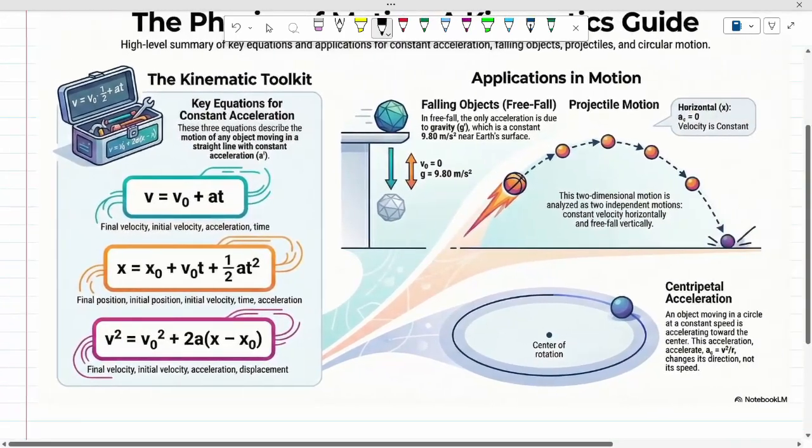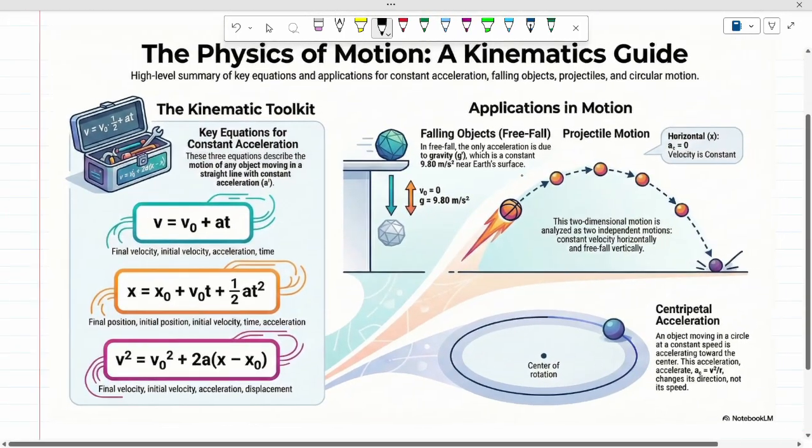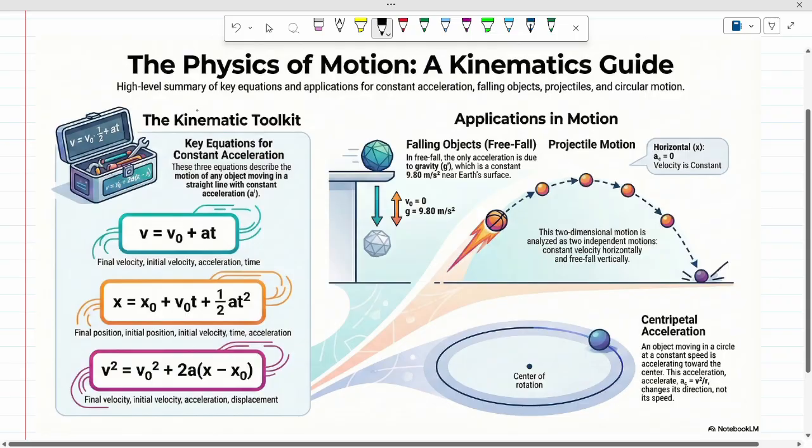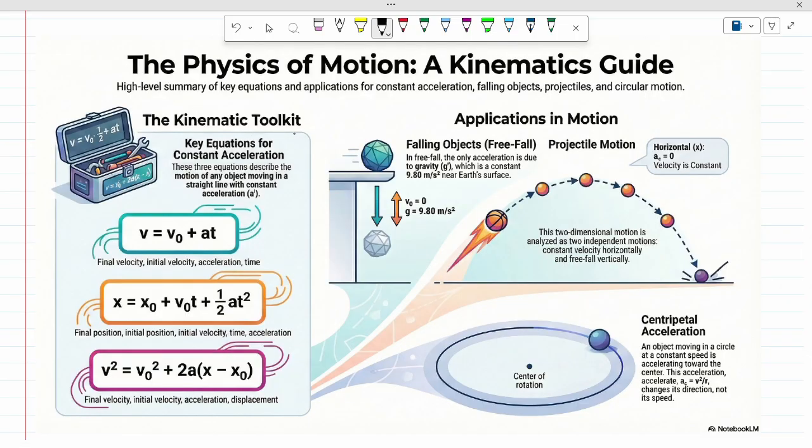So that's the kinematics. This is what NotebookLM keeps calling the kinematics toolkit. I hope that's helpful. If any of the generative AI stuff isn't helpful, let me know. This is my first time using AI in teaching physics, so I can dial it back, dial it up, whatever is more helpful to your learning physics. Thank you.